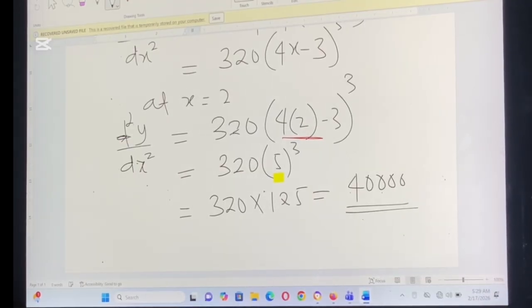Now let's solve the next question here. This is question 1. Let's solve the next question here, question 2.